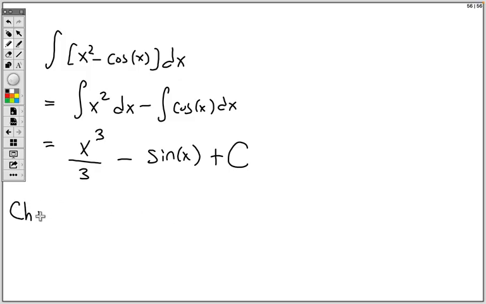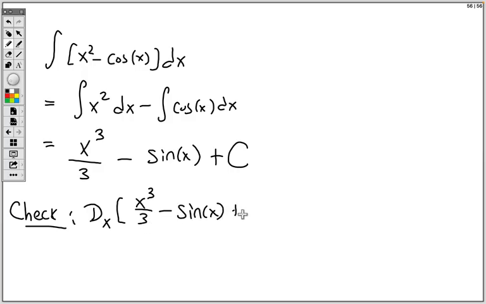Now the ultimate check to any of these problems is to start with your answer and take the derivative. We use the sum and difference property for integrals to get to our answer, so it shouldn't be surprising we need to use the sum and difference property of derivatives to check our answer.